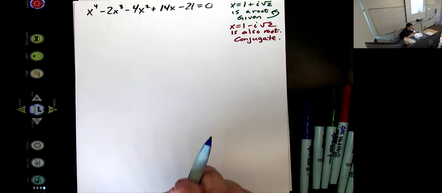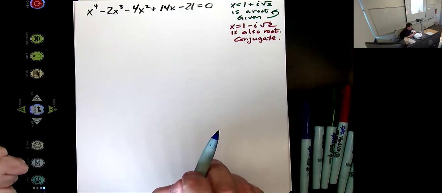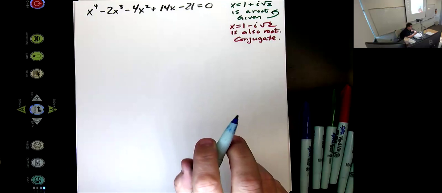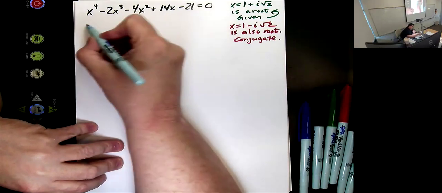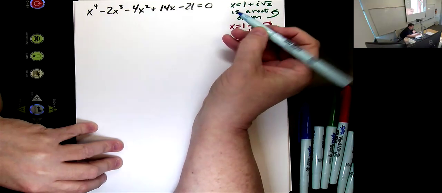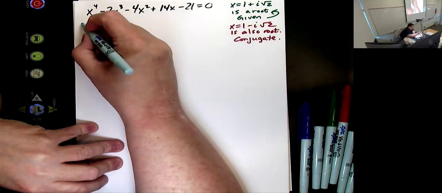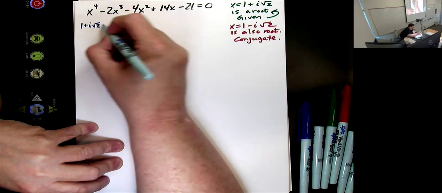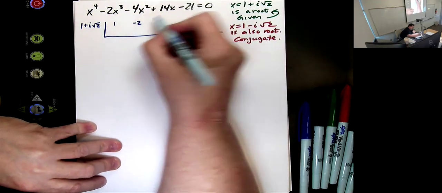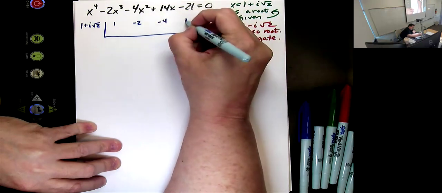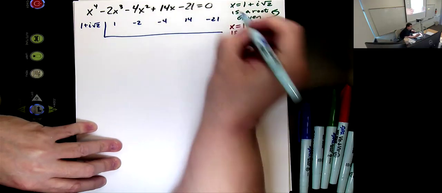So what we're going to do is some synthetic division with complex numbers. What? No. Get out of here, Mr. Jones. Yes. Yep. Let's do it. Give yourself some space.